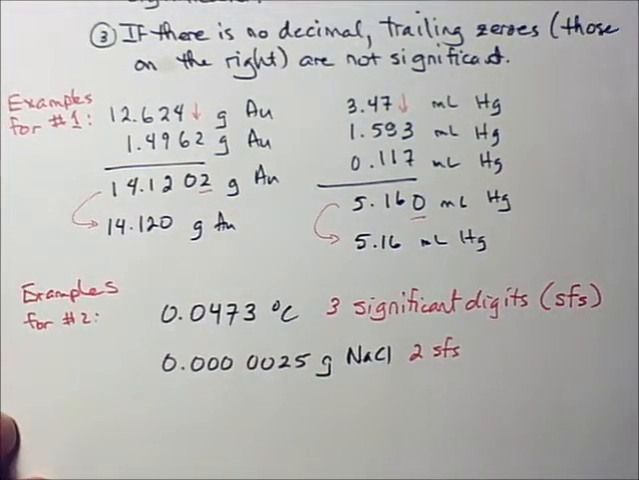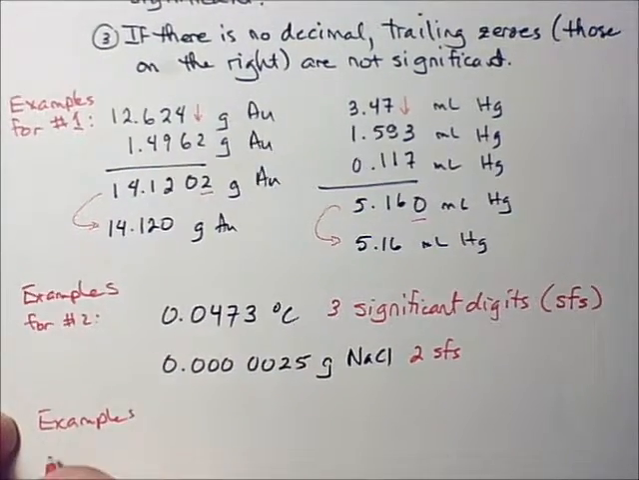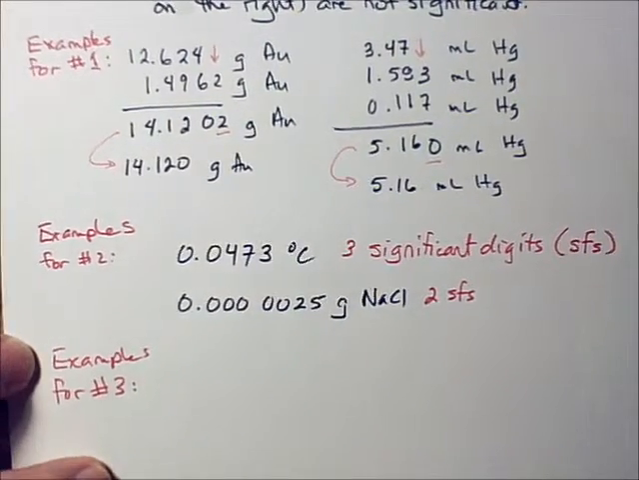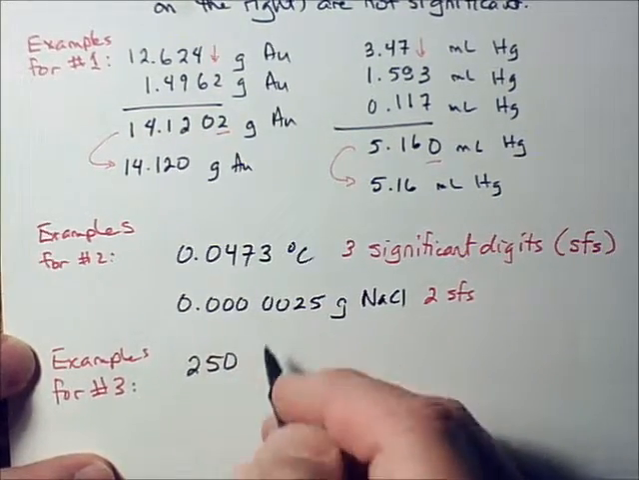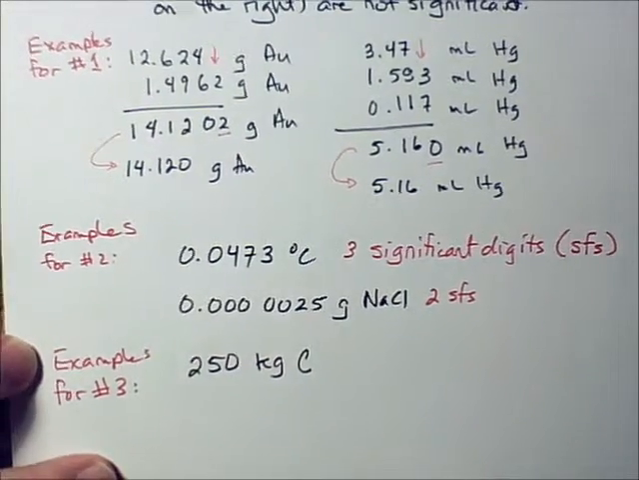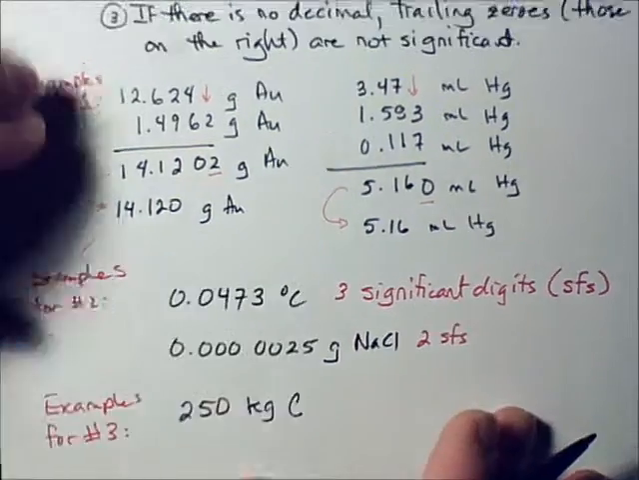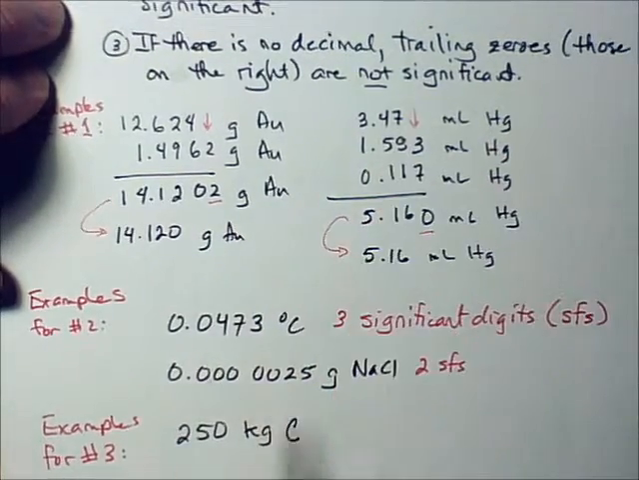All right, so here's the example number for number 3. All right. How many significant digits in this number? Just 2. Okay, and here's why. If there's no decimal, and there's no decimal in this number, then the trailing zeros are not significant. Okay? Does that make sense?